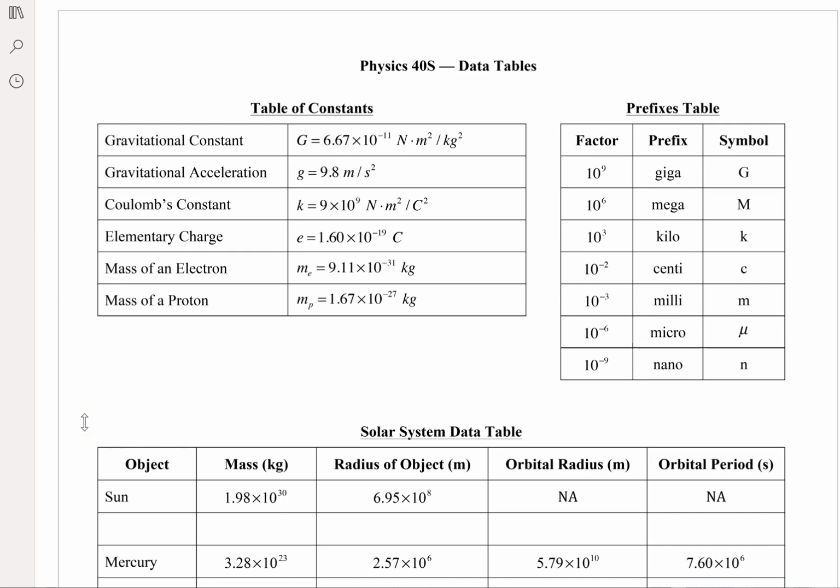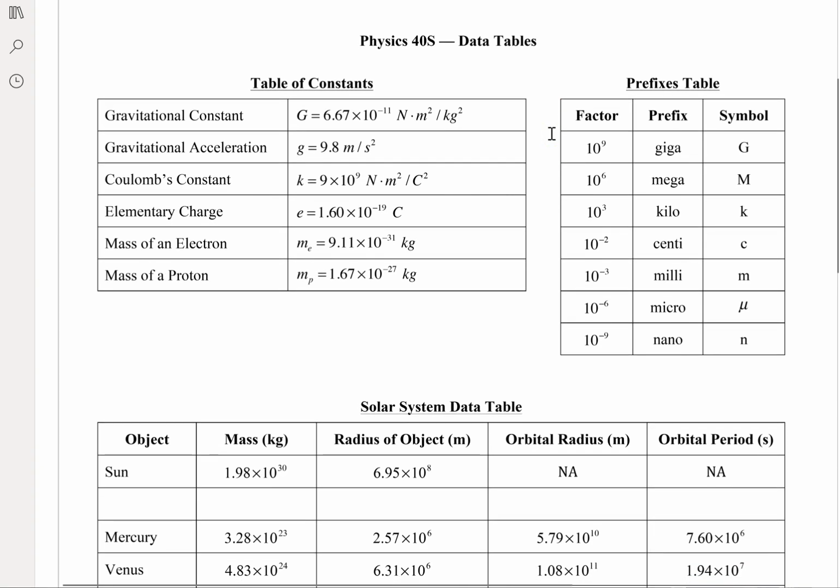Alright, on today's lesson we're going to be talking about the force of gravity experienced between any two masses. Before I get into that, I just wanted to go over this data table. This is a really useful data table. It has some constants, it has some prefixes, and it's got some information on our solar system.